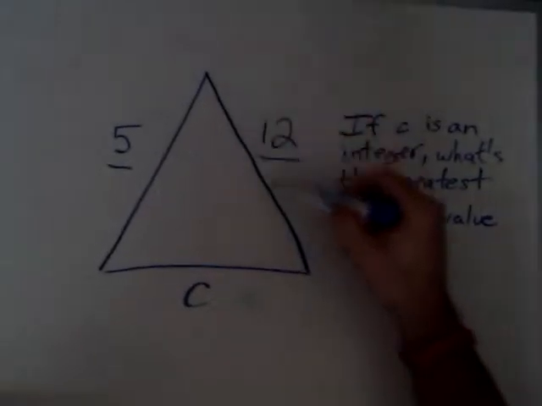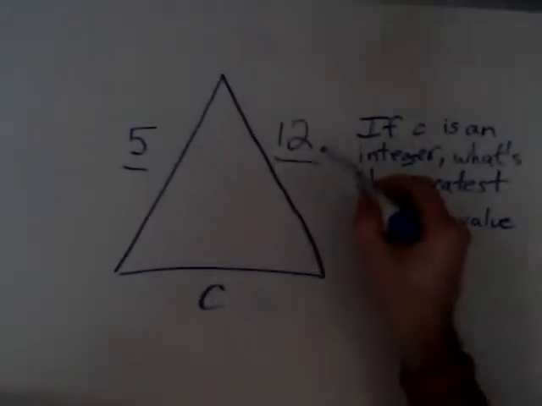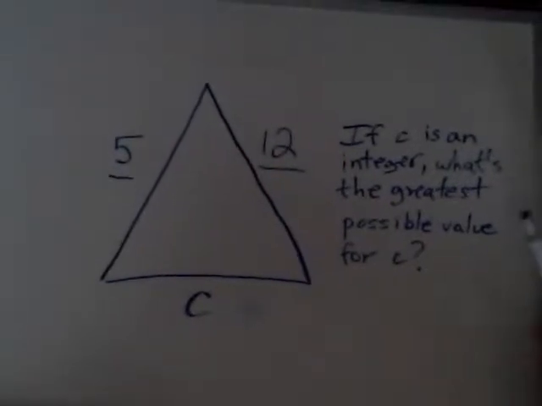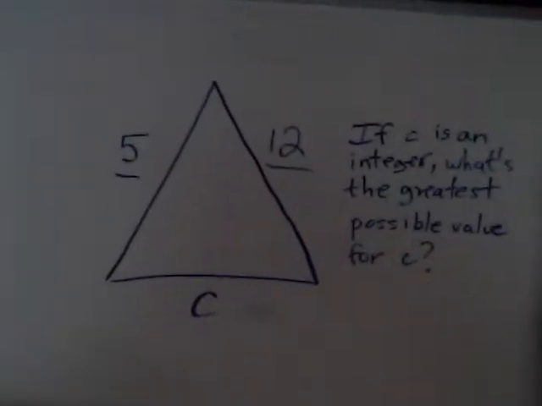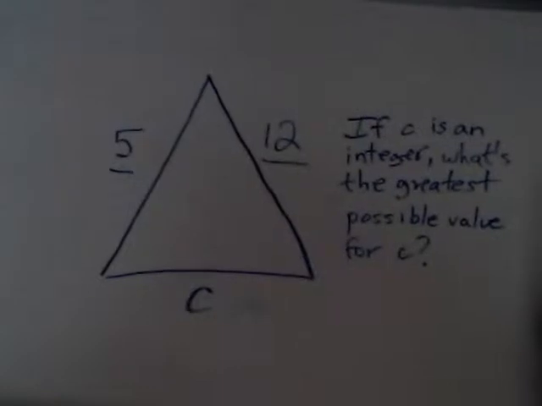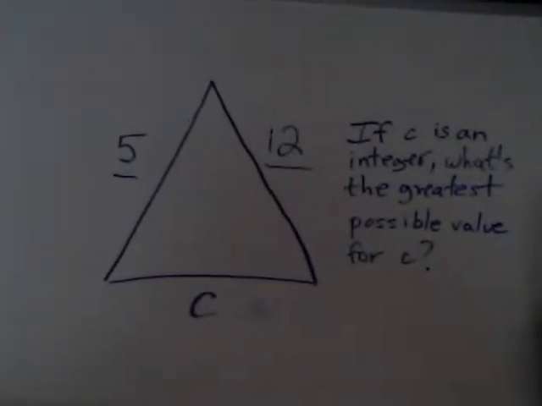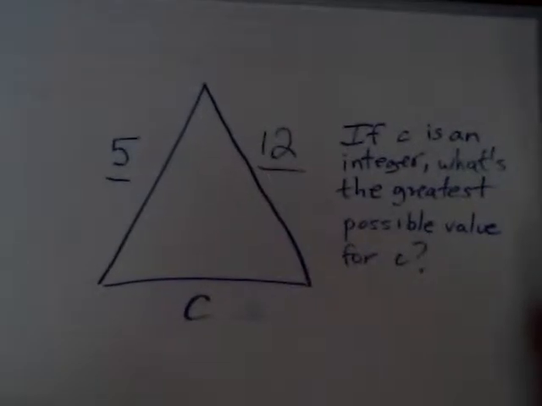They simply give you a triangle. One side is 5, one side is 12. They label the third side C. And the question reads, if C is an integer, what's the greatest possible value for C? So why don't you pause the video, think about it, see if you could solve it, and we'll come back and we'll get this one done.